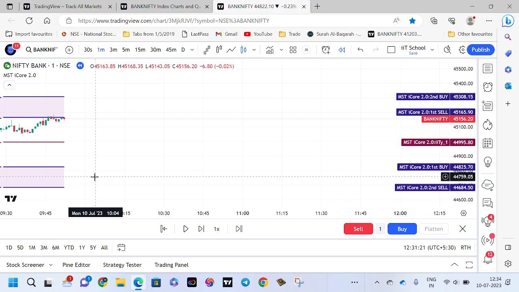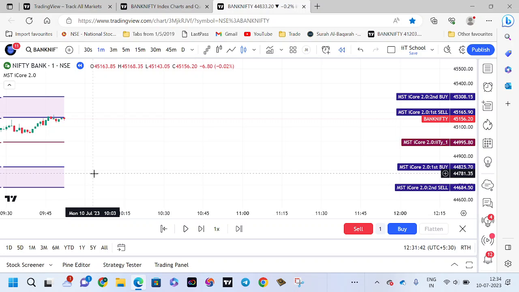Or you can choose the next week expiry, or monthly expiry also, so that you will not be worrying about the market losing its delta value and all. You don't have to worry. So you can choose the next week expiry also.